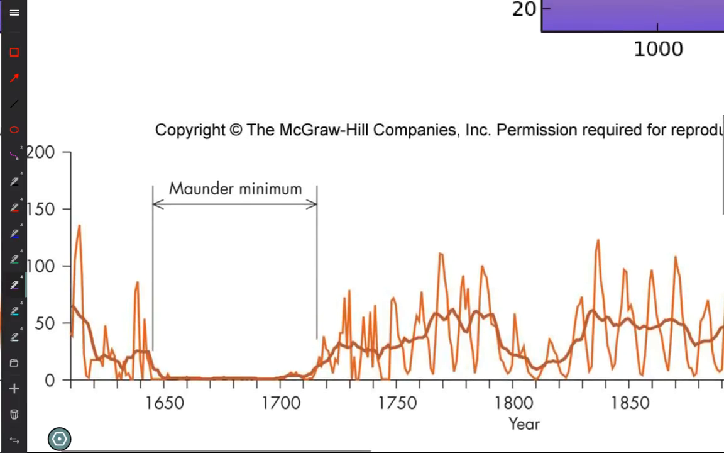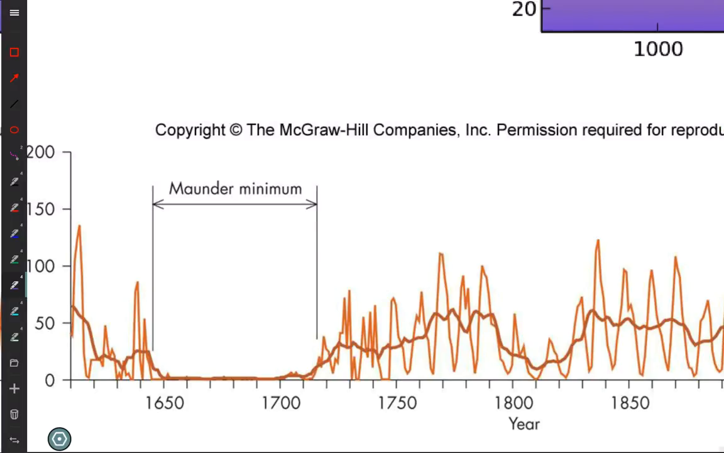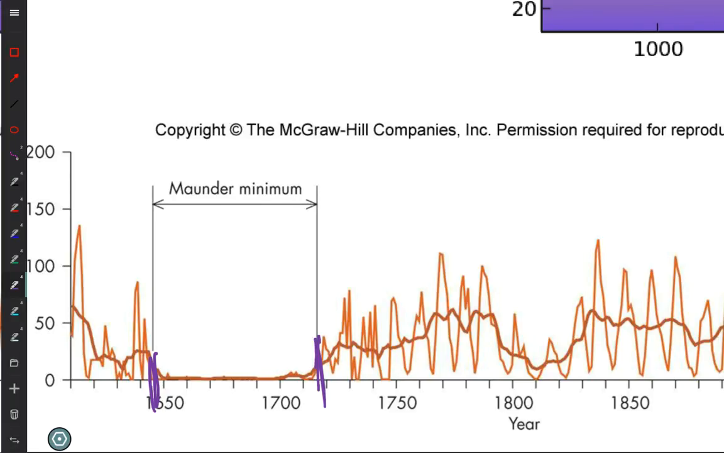This is the recorded history of sunspots. So we're starting back in the time of Galileo, moving forward, people counting how many spots there are in the sun. And what we have here is a period from about 1650 to about 1710 when there were no sunspots. People were looking for them. They were trying to count them.